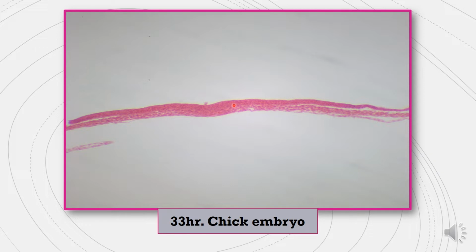the ectoderm, mesoderm and endoderm. All forming what is called the trilaminar germ disc. Ectoderm, mesoderm, endoderm.